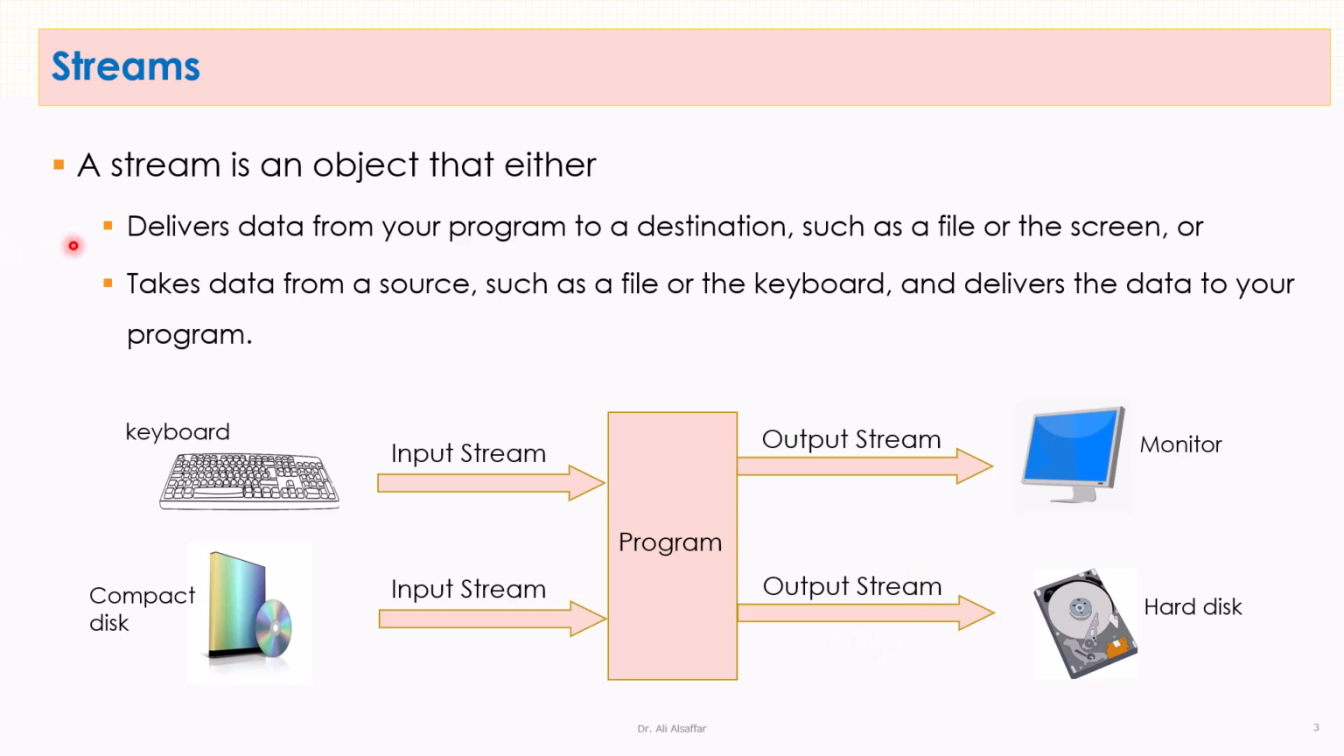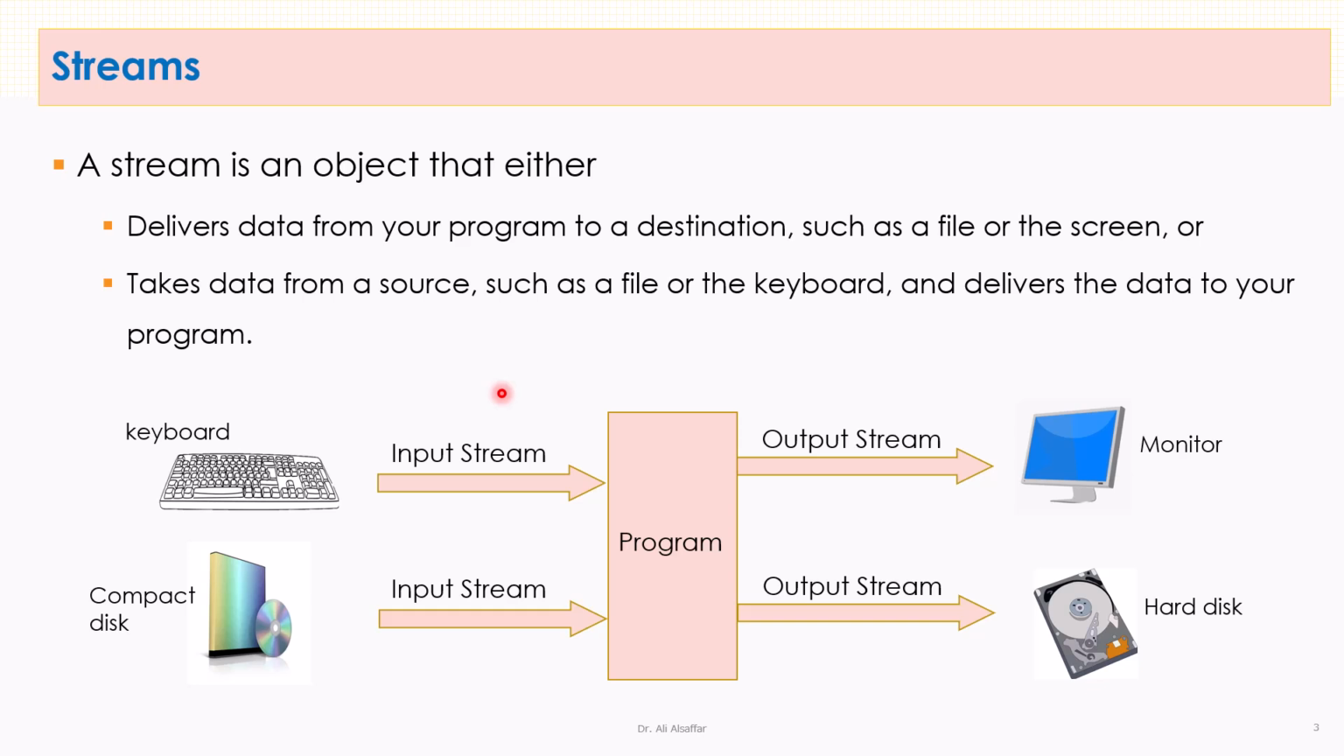So what is a stream when we talk about a Java program? A stream is an object that is created from classes, and a stream represents a flow of data from a source to a destination. This is a concept that we are going to deal with in our programs if we want to deal with files. You remember how we have dealt with errors?